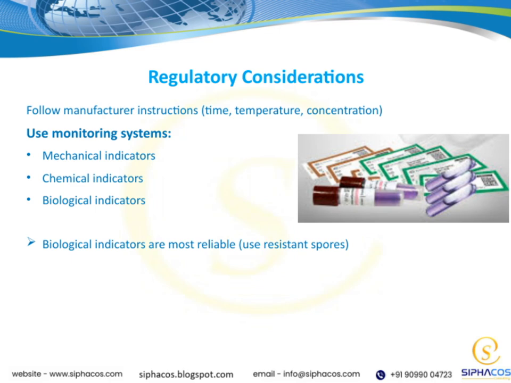Mechanical indicators are a good starting point. They show basic information like whether the cycle has run. Chemical indicators are also essential. They change color or display markings to confirm exposure to sterilizing conditions. However, the most reliable method by far is using biological indicators. These involve using resistant spores that can withstand sterilization processes. If these spores are killed, you can be confident that the sterilization was effective.